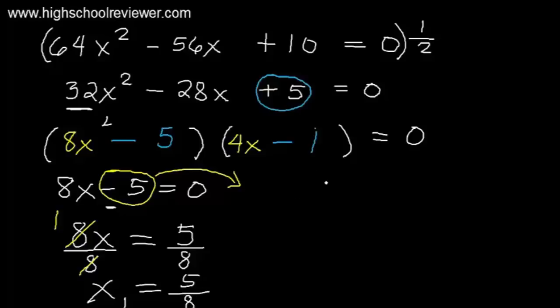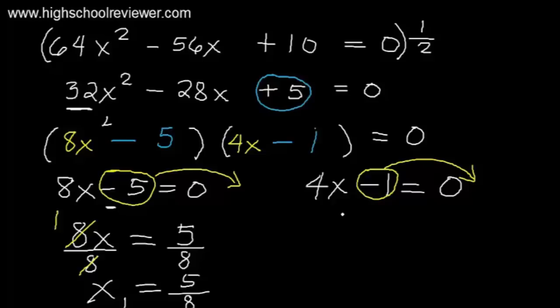To solve for our x sub 2, we have here 4x minus 1 equals 0. So to solve for x, we need to transpose negative 1 to the other side. So what will be left on the left side will only be positive 4x. And if we transpose negative 1, this will change sign. This will become positive 1.